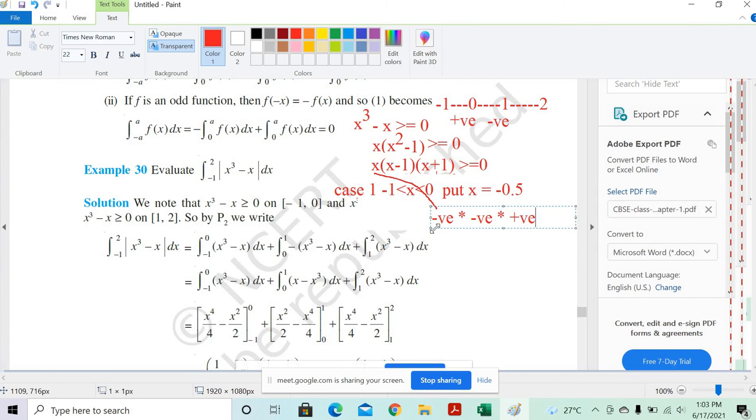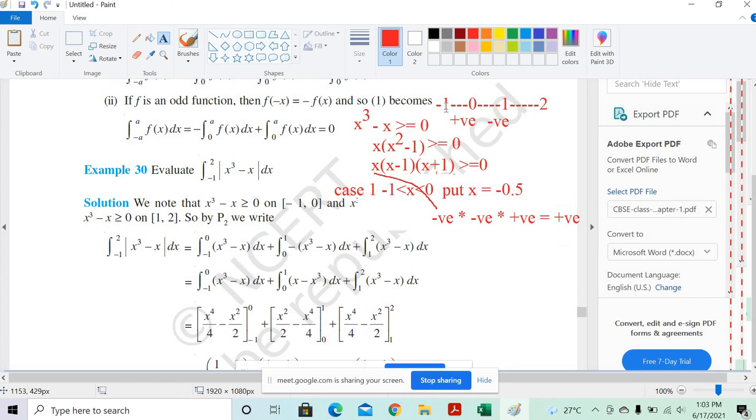So negative into negative is what? Positive. Positive into positive? Positive. So the total answer is positive only, right? So between this minus 1 to 0 range, the entire expression is positive. Correct? That means this expression is positive, so you can write it as it is. Correct? Okay.